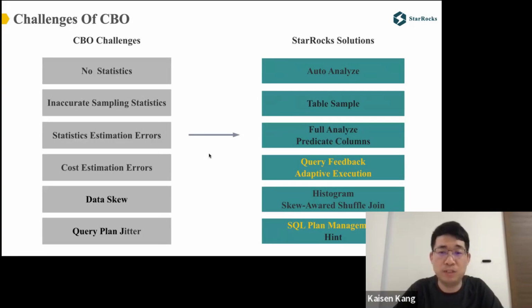There are also problems in the production environment: plan jitters exposed by some users in the past year, which cause some small queries to become large queries and lead to production environment accidents. Today, I will mainly introduce query feedback, adaptive execution, and plan management.